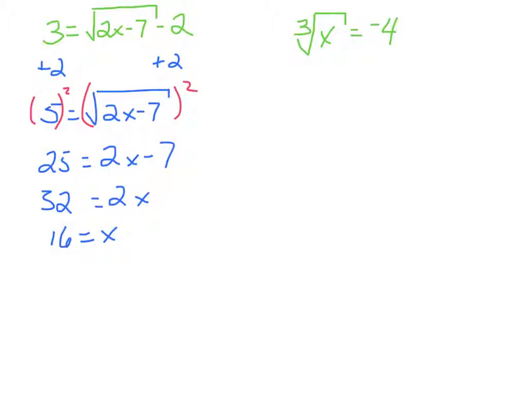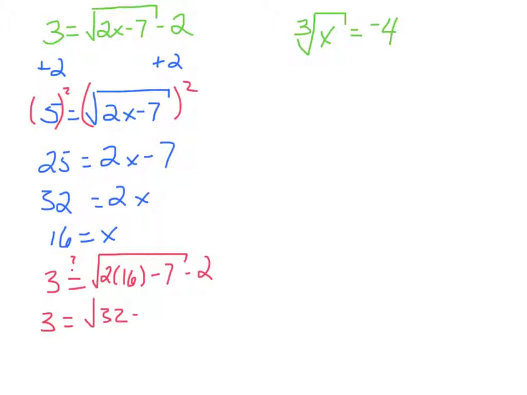Again, you want to check just to make sure. Go back into the original. Right, and you're asking yourself, does 3 equal the square root of 2 times 16 minus 7 minus 2? And to simplify that, you have 3 equals the square root of 32 minus 7 minus 2. And finally, 3 equals the square root of 25, which is 5, minus 2. And so then you should be happy with that one. That would give you 3.